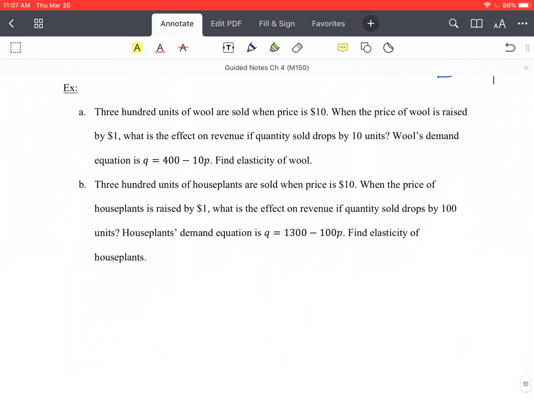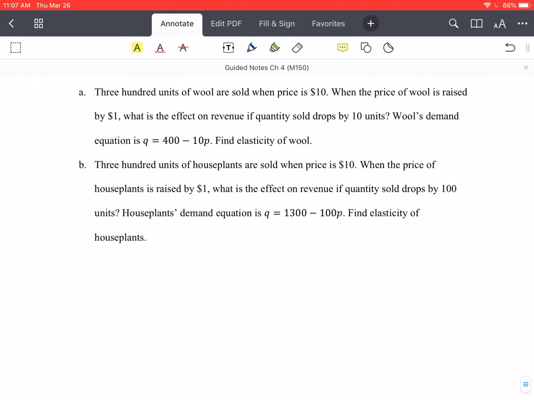So let's start with part A. 300 units of wool are sold when price is $10. When the price of wool is raised by $1, what is the effect on revenue if quantity sold drops by 10 units? Wool's demand equation is Q equals 400 minus 10p. Find the elasticity of wool. Okay, so let's look at part A.